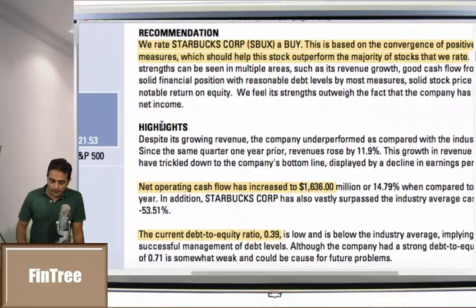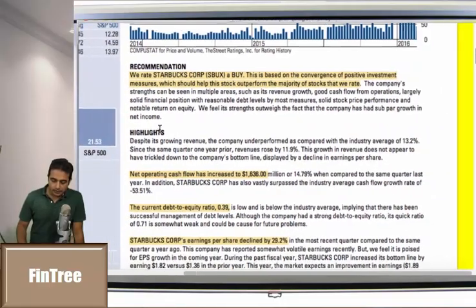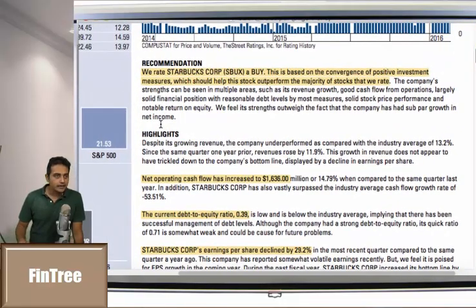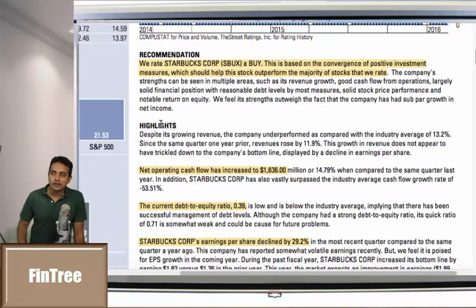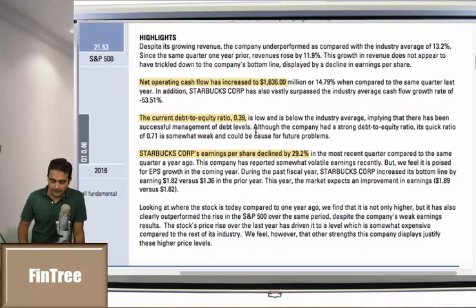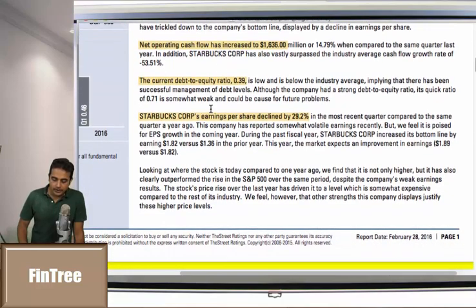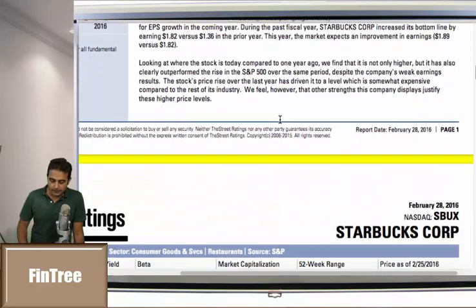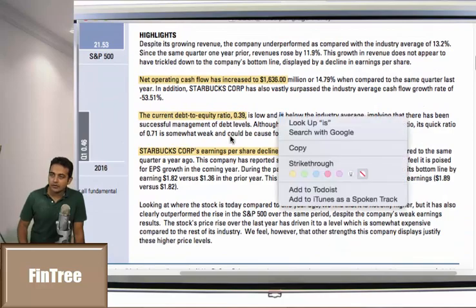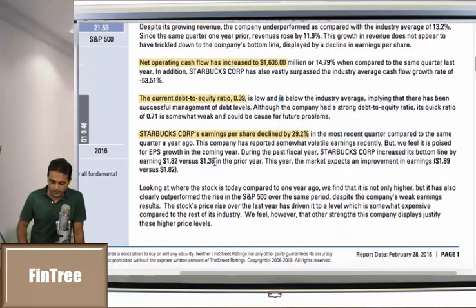One thing that I liked about these reports, generally with most of the Street Ratings reports, is that they're very clear about what they want to communicate to the investors. So we rate Starbucks as a buy. This is based on the convergence of positive investment measures, which should help the stock outperform the majority of the stocks that we rate. Then there is discussion on operating cash flows, debt to equity ratio, earnings per share. They have an in-depth discussion on each of those key metrics that they feel is appropriate.